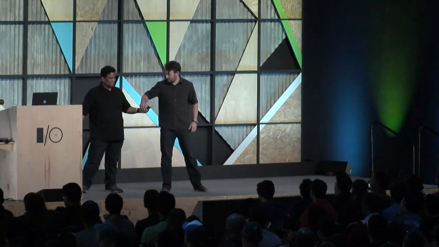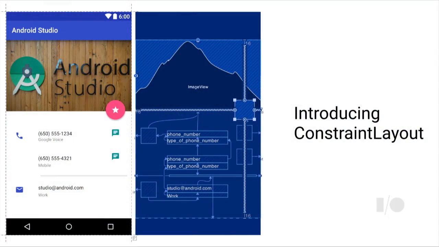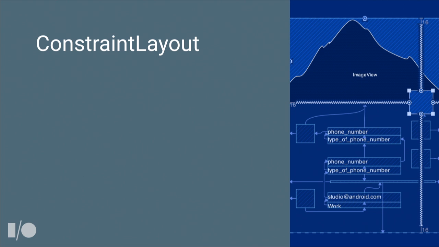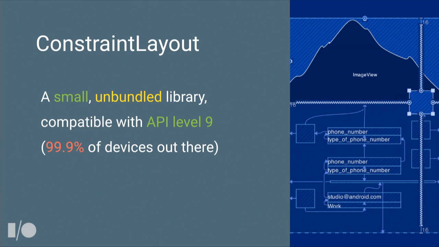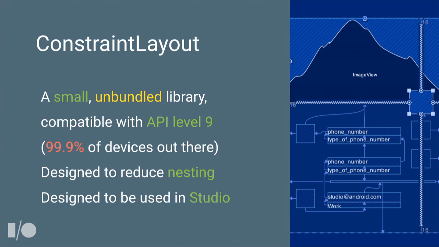And so that's why we are now presenting you ConstraintLayout. So it's available on the new Android Studio 2.2 preview in the Canary build. And basically, it's a small unbundled library. It's actually backward compatible back to Gingerbread, to API 11.9. That means nearly everything out there. And it's designed to reduce deep hierarchies, and it's designed from the very beginning to work within Studio.